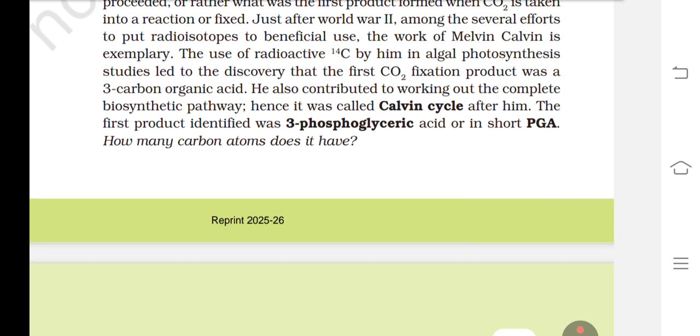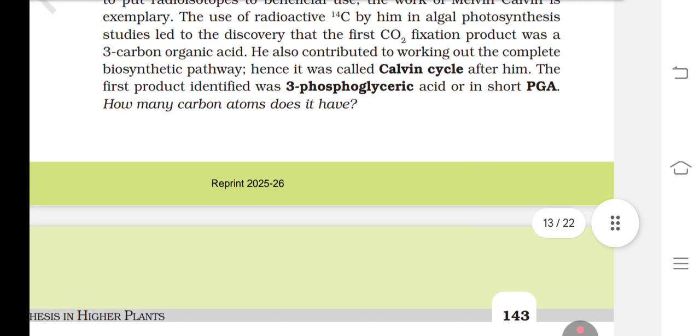Among the several efforts to put radioisotopes to beneficial use, the work of Melvin Calvin is exemplary. The use of radioactive carbon-14 by him in algae photosynthesis study led to the discovery that the first carbon dioxide fixation product was a 3-carbon organic acid. He also contributed to working out the complete biosynthesis pathway. Hence, it was called the Calvin cycle.